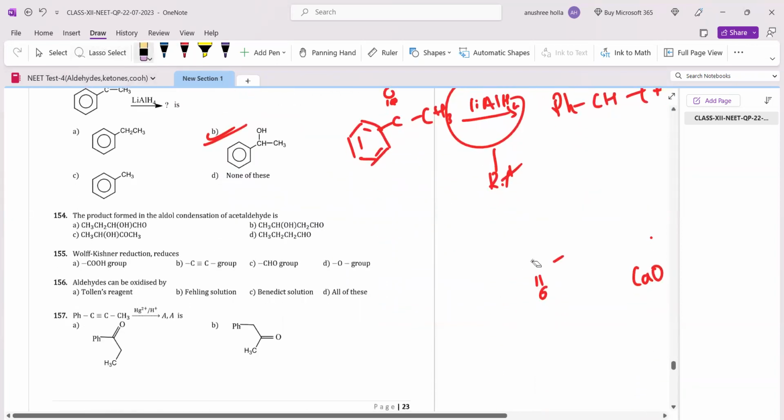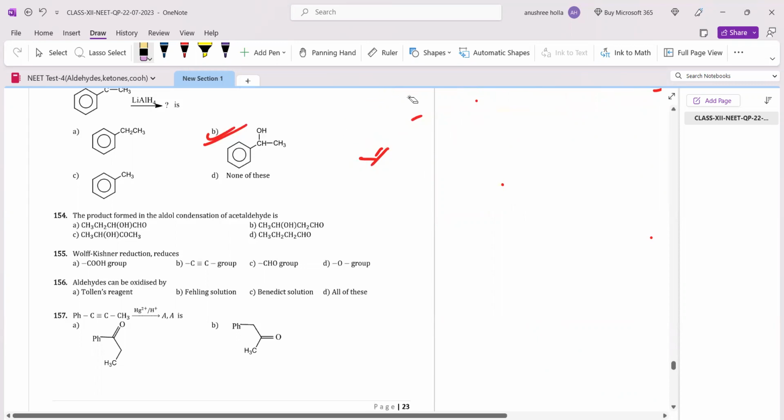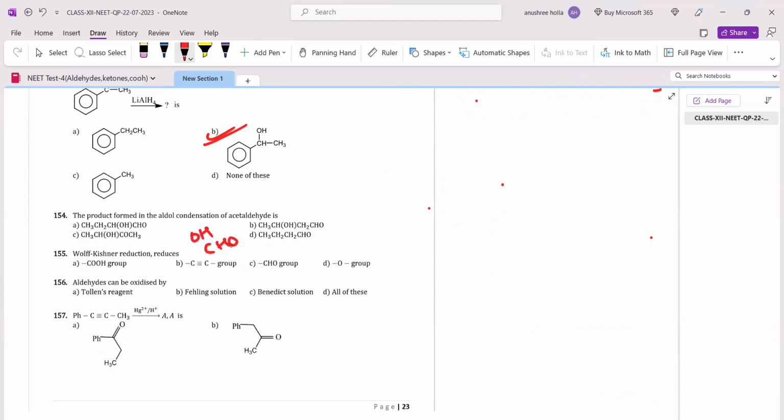So next question. The product formed in the aldol condensation of acetaldehyde. This is a straightforward question from your NCERT textbook. It should be aldol. We can straight away eliminate this product because in aldol we need to have one OH and another CHO group, but here we have only aldehyde groups. So this is completely not possible. And if you observe option C, here you have one hydroxyl and one ketone, COCH3. So even this is not possible. So let's see.